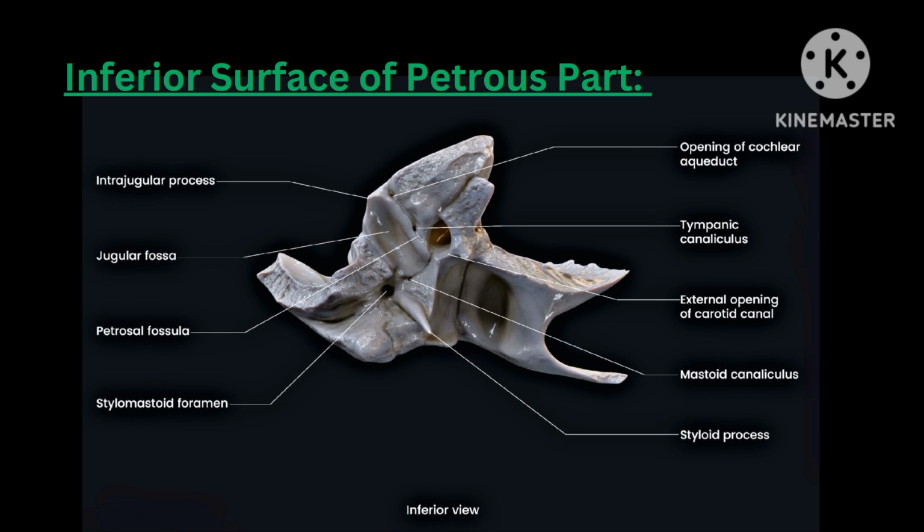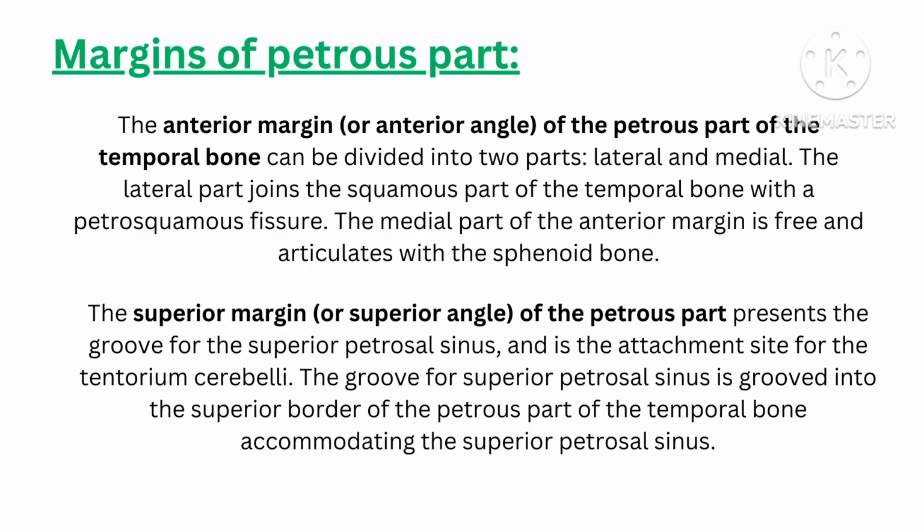The anterior margin, or anterior angle, of the petrous part of the temporal bone can be divided into two parts, lateral and medial. The lateral part joins the squamous part of the temporal bone with a petrosquamous fissure. The medial part of the anterior margin is free and articulates with the sphenoid bone.